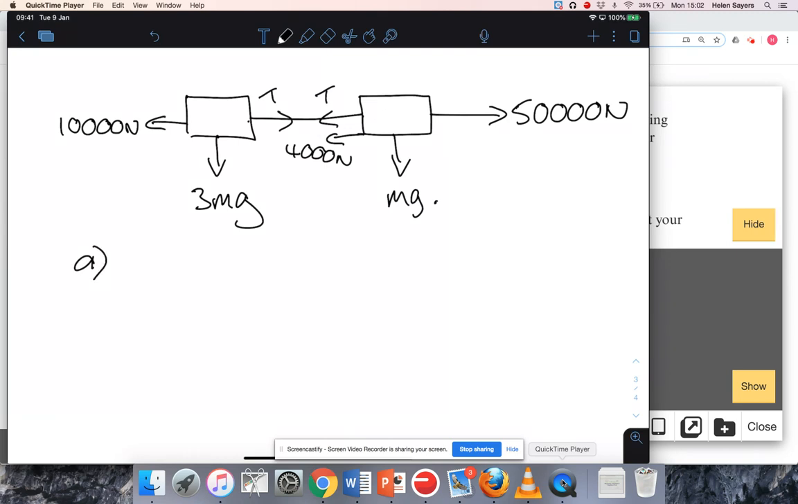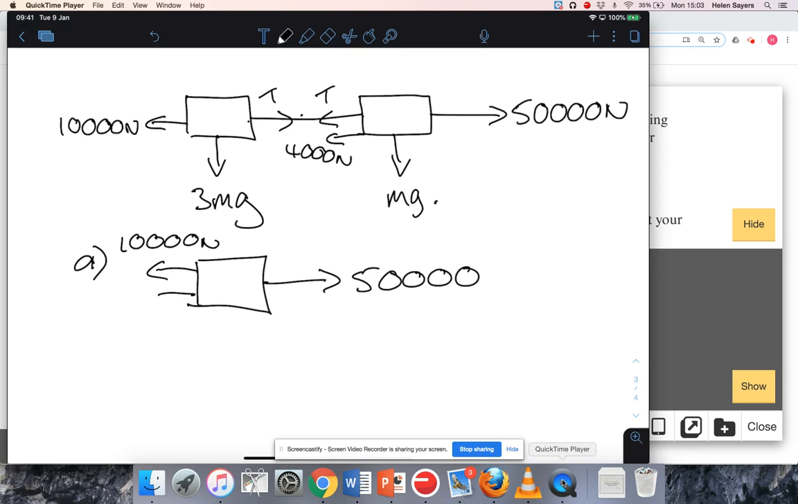the entire thing as one single body, because then I don't have to worry about tension, because those tensions are going to be equal and opposite. So if I look at the whole thing, everything combined, the only force off to the right is the driving force of the lorry, and then slowing it down, I've got the 10,000 newton resistive force on the trailer and 4,000 resistive force on the lorry. I don't need to worry about tension because the two values of tension are equal and opposite, so they're going to cancel each other out.